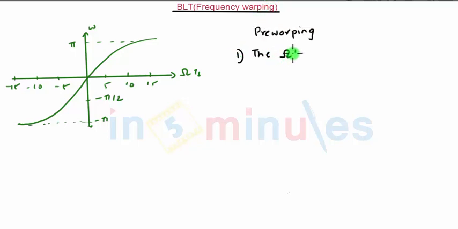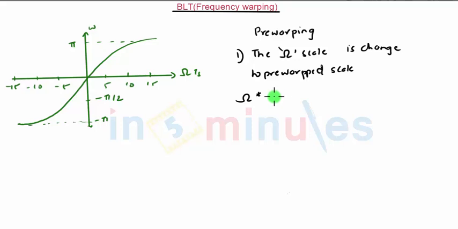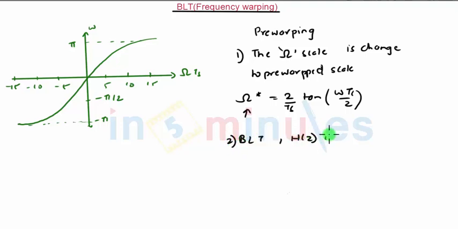First, the omega scale is changed to the pre-warp scale, that is omega raised to star, which will be 2 by Ts tan of omega Ts by 2. The analog filter transfer function is obtained using the values of this, and by applying BLT, the digital frequency response H(z) is obtained.